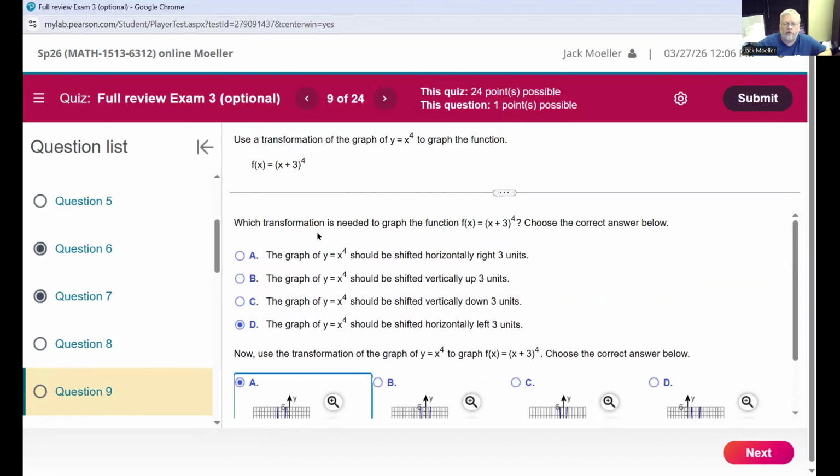But this is where, for the transformations of polynomial functions, if it's an even degree, then it's going to be a parabola like x squared. If it's an odd degree, 5, 7, whatever, it's going to act like x cubed and be in an S shape.